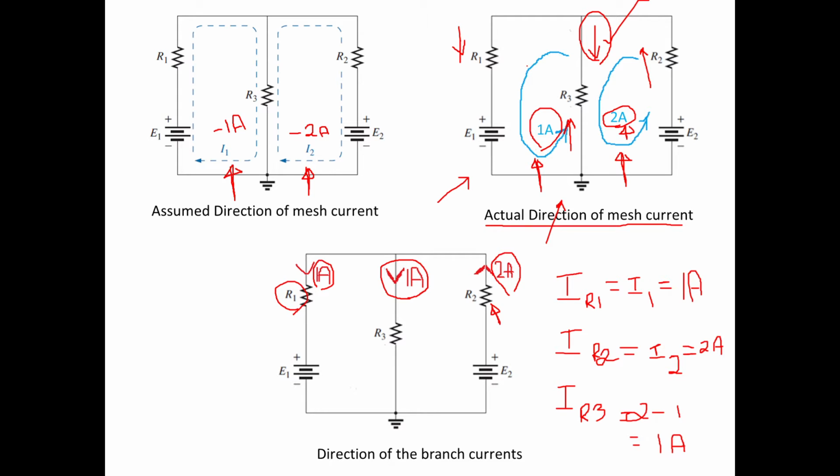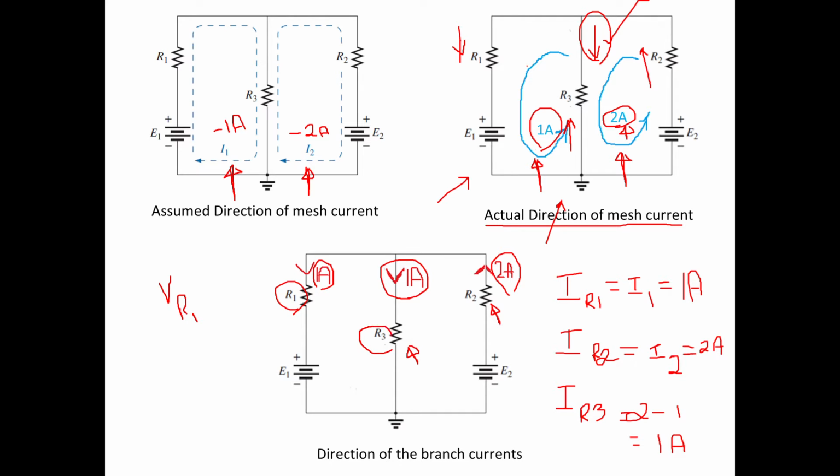Here we have found the mesh current. After finding the mesh current, we have found the current flowing in individual elements. Now after this, it is very easy. Suppose I ask you what is the voltage in resistance R1. It is very simple because you know the current and you know the resistance. You can directly find the voltage in resistance R1.